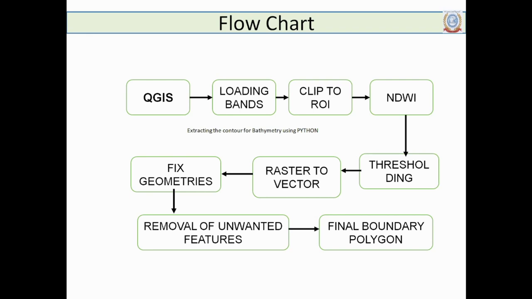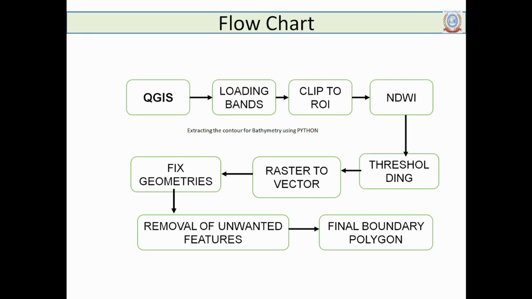In this block diagram, you can see the first step is to load the bands. The bands here mean the satellite bands, so we are talking about a multi-band satellite, especially the European satellite, which has about 13 bands. Then we have to clip the region of interest, because the imagery normally covers 200 square kilometers of area. When you clip it to your region of interest, the processing becomes simpler.